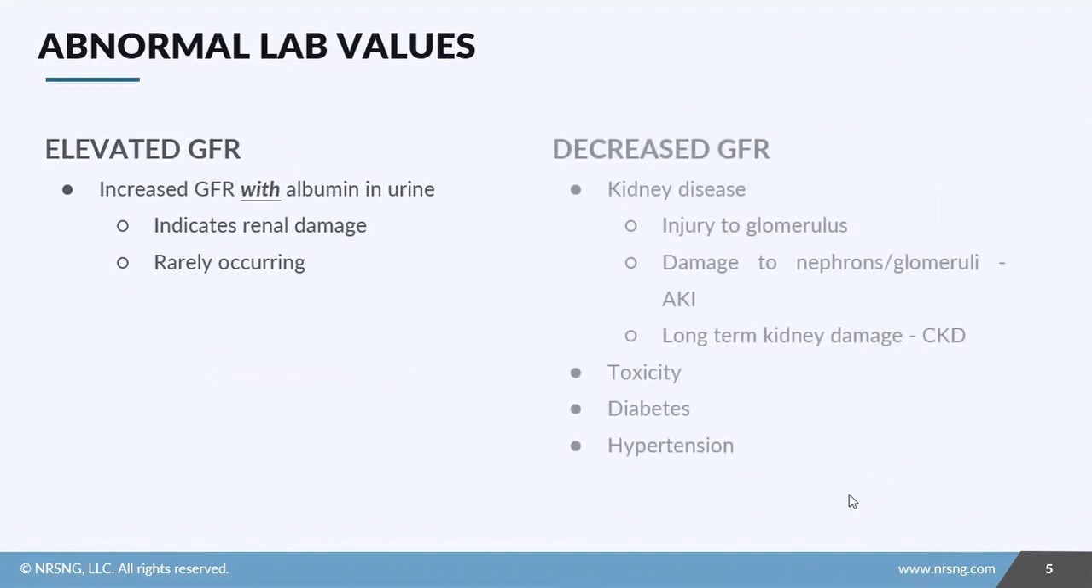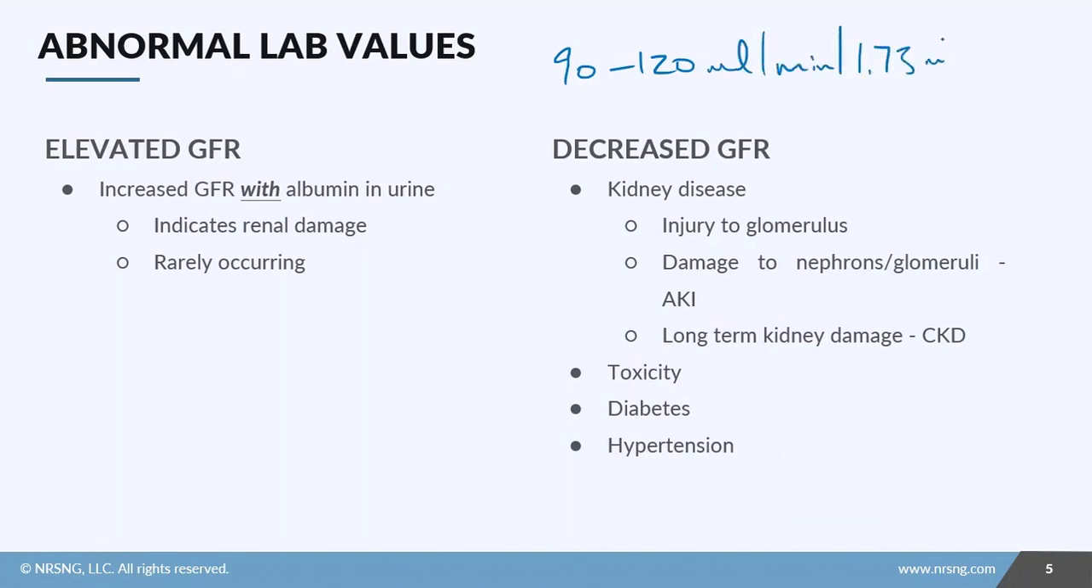So what does an abnormal GFR mean? Well, you've got your normal GFR, which is 90 to 120 mils per minute, times 1.73 meters squared body mass. Well, if you have an increased GFR, meaning that it's greater than 120 mils, it's normally okay. However, you want to pay attention to this albumin. If you have an increased GFR and you have some albumin loss, that's going to indicate some sort of renal damage. This is a rare occurrence, but it can happen.